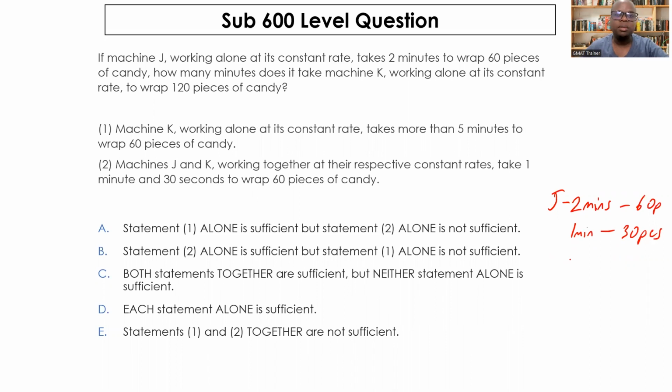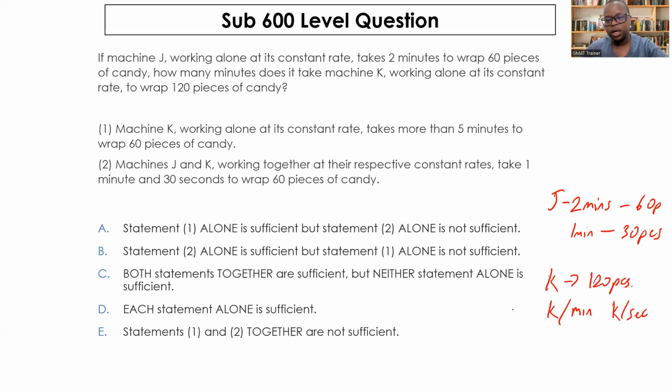Now, again, we're asked how many minutes it takes machine K working alone at its constant rate to wrap 120 pieces of candy. So the approach is very similar to the previous question. What you need to know is the rate of K, because you need to know how much wrapping it does in a minute or in a second. That's the one thing you need to know. So let's call the rate for K per minute or per second.